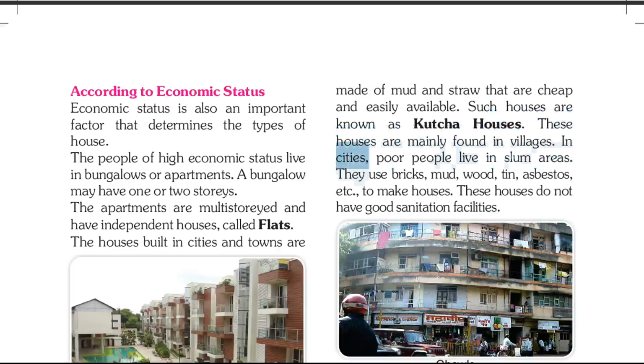In cities, poor people live in some slum areas. They use bricks, mud, wood, tin, asbestos, etc. to make houses. These houses do not have good sanitation facilities.